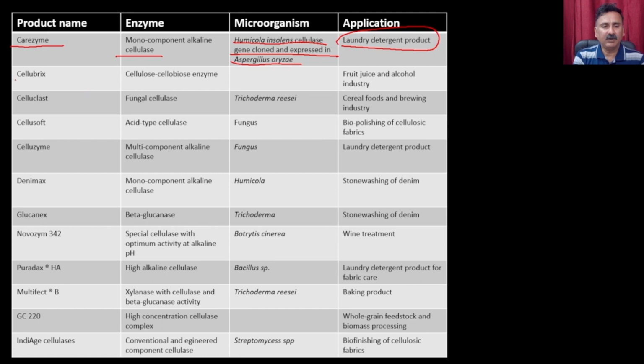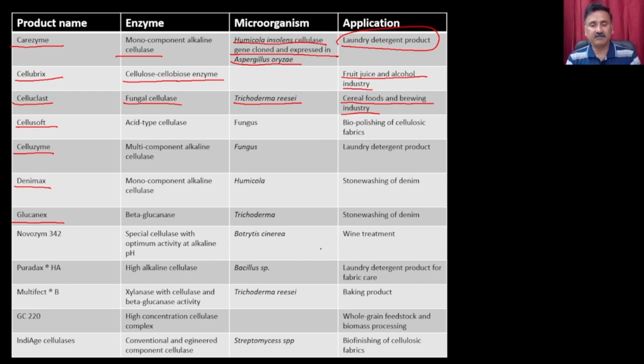Then you have Cellobrix. Cellobrix is a cellulase cellobiase enzyme, and it is used in the fruit juice and alcohol industry. Then we have Cellulact, which is a fungal cellulase produced by Trichoderma reesei, and it is required for several food and brewing industries. Then you have Cellusoft, Cellulozyme, all these enzymes, and they all have a significant role in different types of industries. You can go through the role of these enzymes and other details.